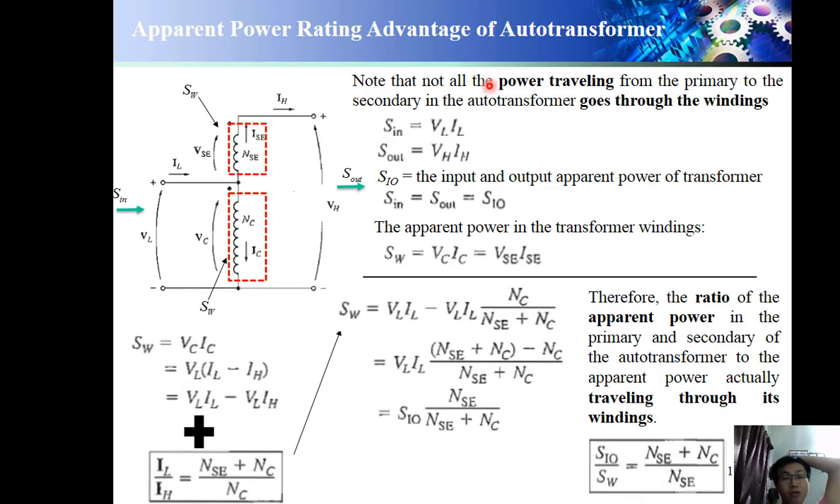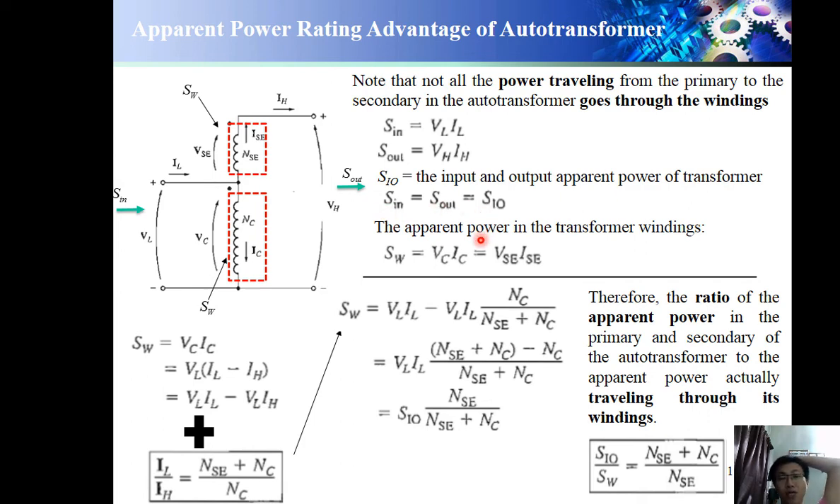Next, note that not all the power transferred from the primary to the secondary in the auto transformer goes through the winding. What that means is, for example, the input is VL times IL, and the output is VH times IH. So SIO is the input-output apparent power of the transformer. Actually SIN equals SOUT equals SIO.